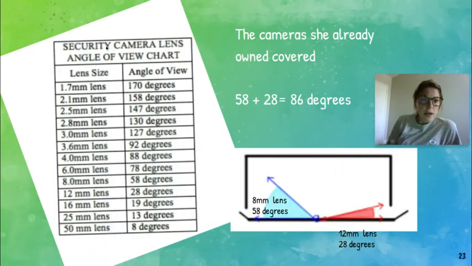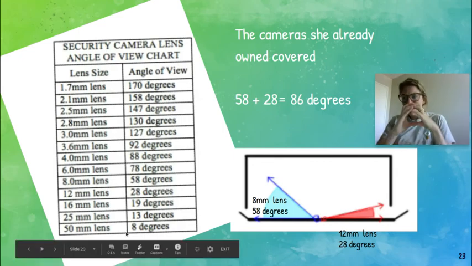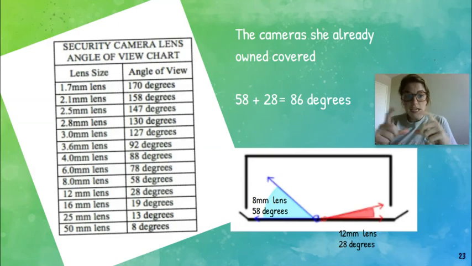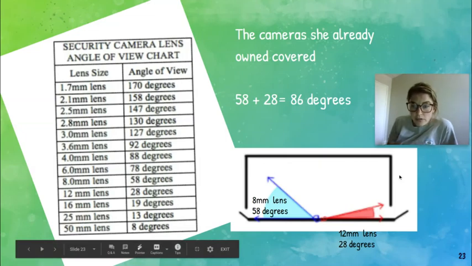Okay, so we have the lens size, and the lens is like the glass piece on the edge of the camera, and different lens sizes are going to give different angle views. So this is her store right here. This rectangle is her store. And here's the back entrance and the front entrance. And this first camera covers 58 degrees, and her red camera covers 28 degrees. She has all of this missing space in here.